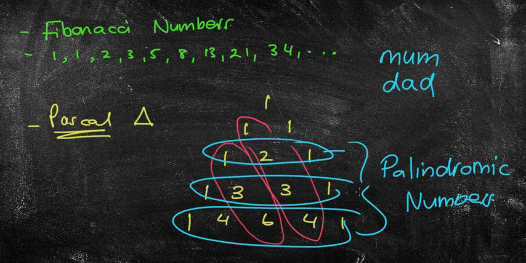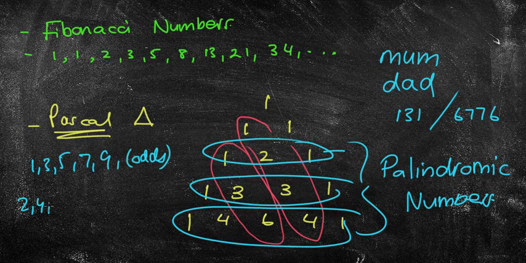Same works out with numbers: 1, 3, 1, or we could have 6, 7, 7, 6. They're all palindromic numbers. Apart from those number systems, guys, I think that's pretty much the main ones that we will be looking at. Of course, you can look at odds and evens. Odds are 1, 3, 5, 7, 9, etc., and then your evens 2, 4, 6, 8. But they're pretty straightforward.